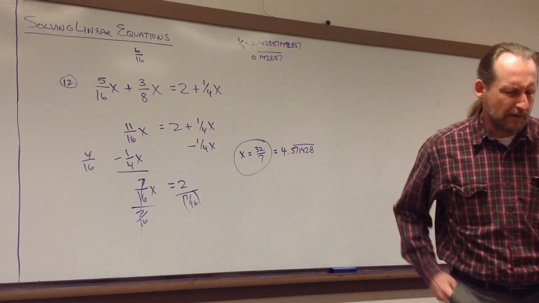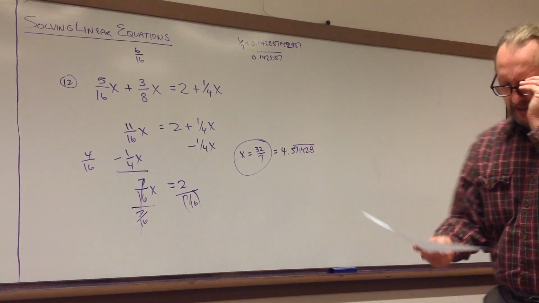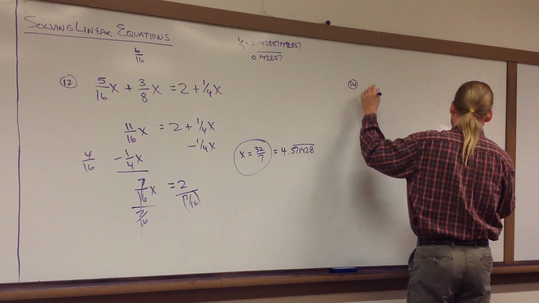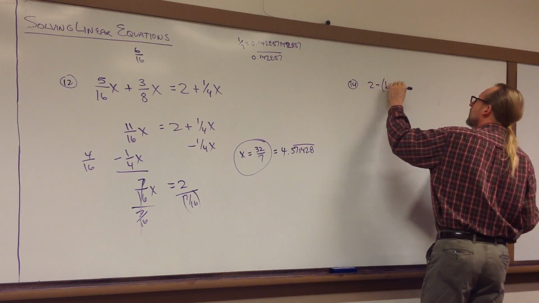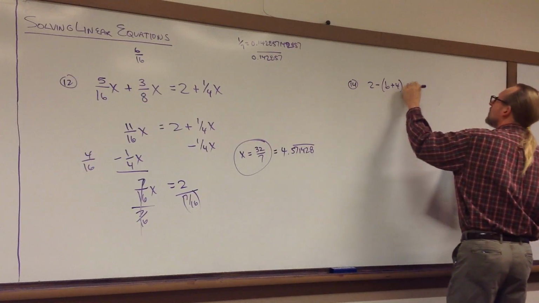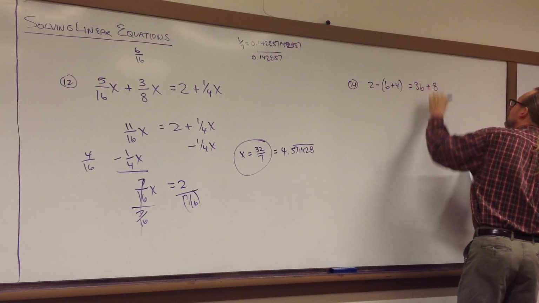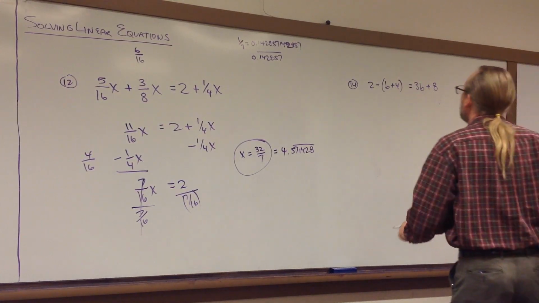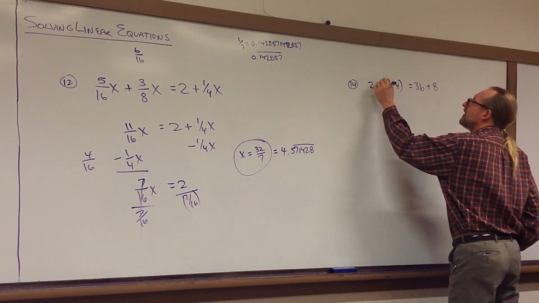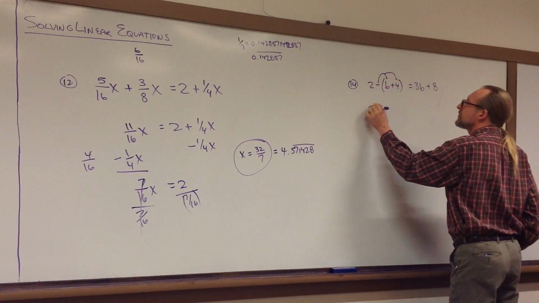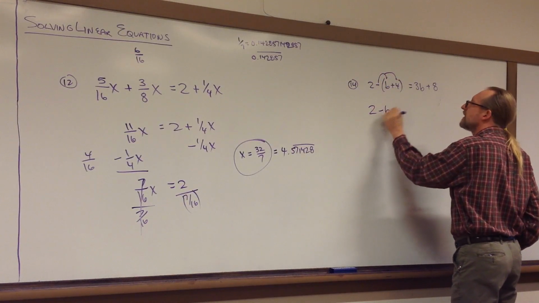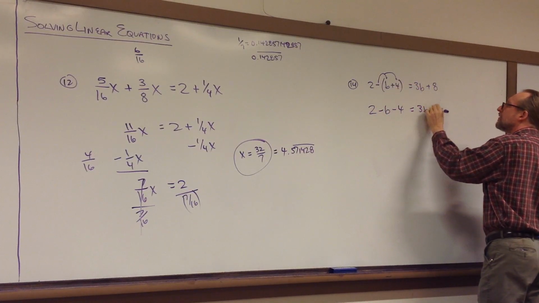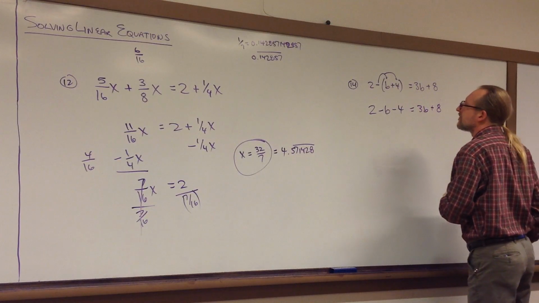Okay, last problem, number 14. Let's see what we've got here. 2 minus (b plus 4) equals 3b plus 8. All right, so again, we've got this negative 1 that needs to be distributed. The 2 stays the way that it is. And then we get 2 minus b minus 4, equals 3b plus 8 over here.